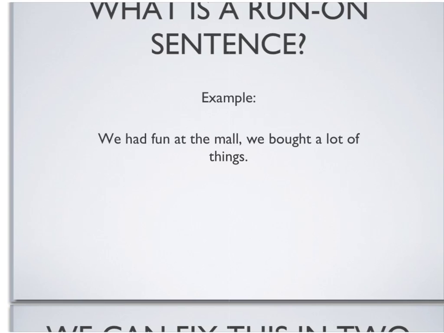Here is an example of a run-on sentence. We had fun at the mall is one sentence, and we bought a lot of things is another sentence. We can see that because here's the subject, and here's the verb. Here's the subject, and here's the verb. You can see the writer tried to connect the two sentences by using a comma, but we can't use a comma to connect two sentences.